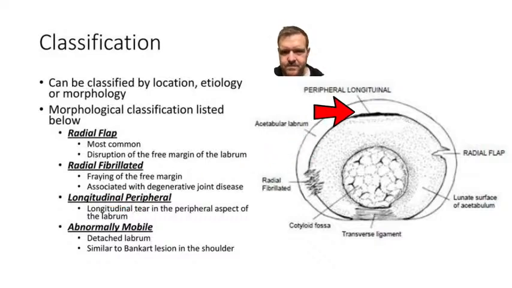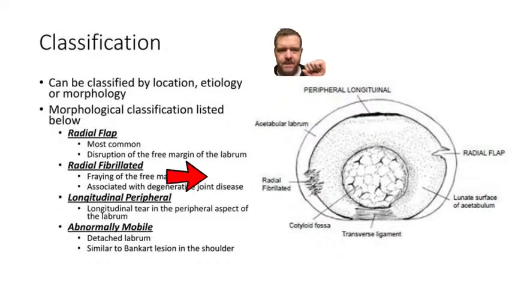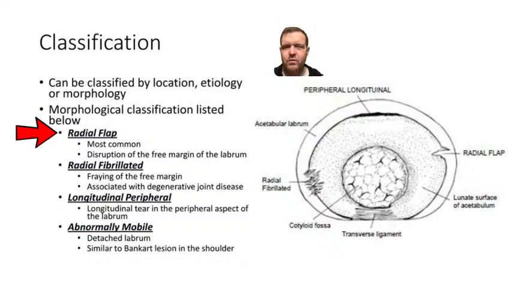Longitudinal peripheral, which is this one here. That's kind of where it's been pulled away. Okay, and then abnormally mobile, so basically an unstable one. Okay, so it's like properly detaching. Okay, so those are your classifications morphologically of the type of labral injury that you may get.